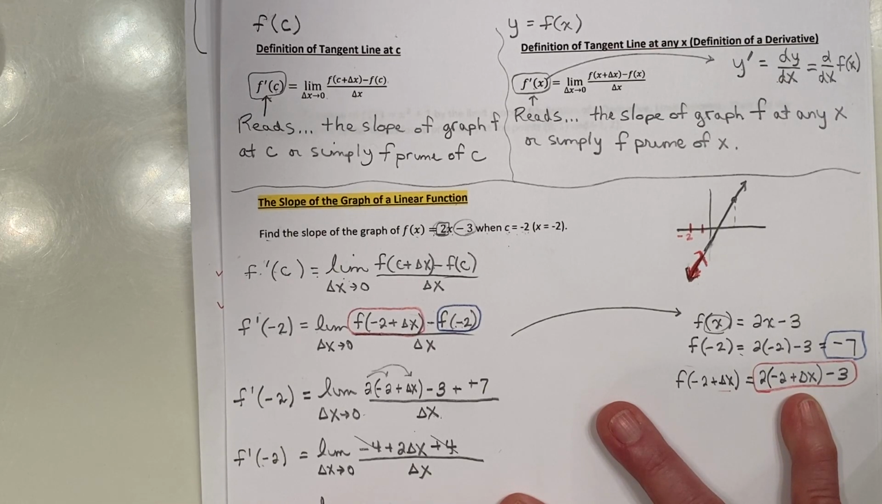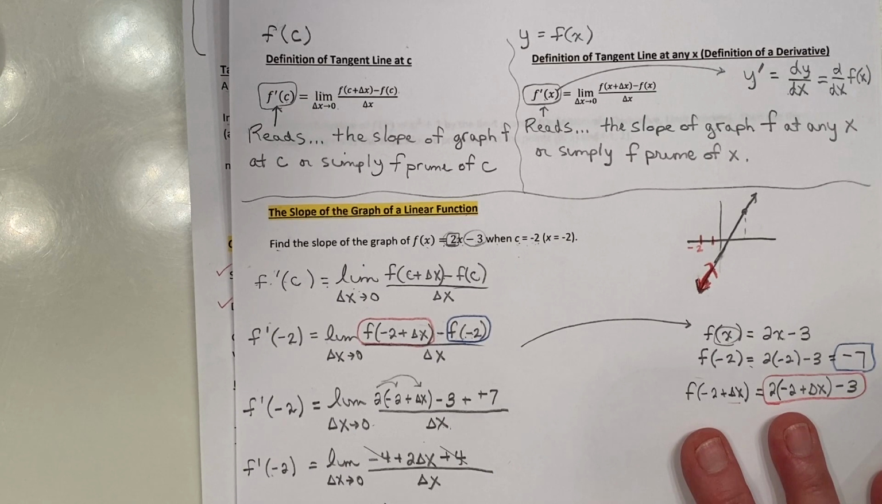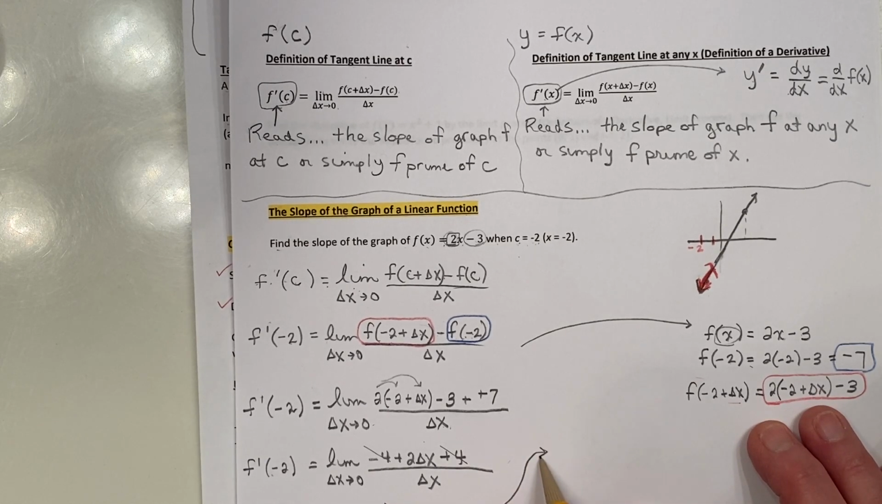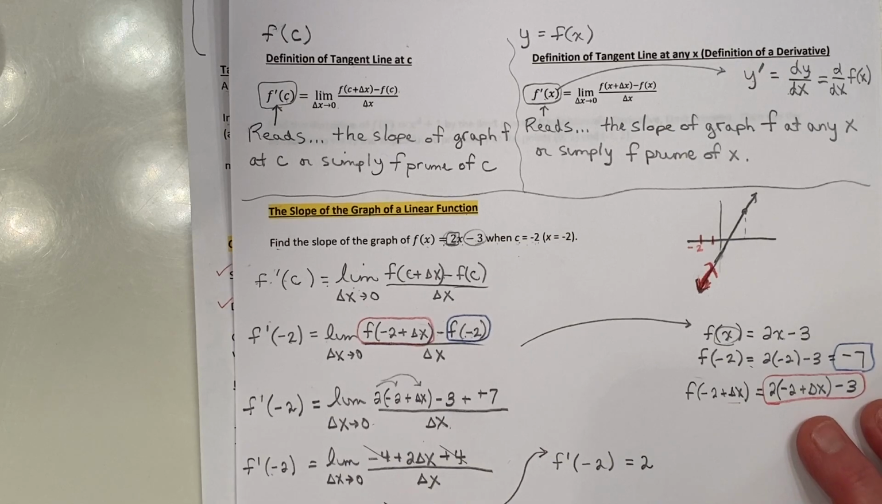So f prime of -2 equals the limit as delta x approaches 0, and I end up with 2 delta x over delta x, which is still indeterminate, but think of these as variables. Those will divide out. They don't subtract, they divide out, so I'm just left with 2. If I try and plug in 0, there is no remaining delta x, so my answer is just 2. So let me come up here. I wish I had another line to write down. So it's f prime of -2 equals, divide those out, no place to plug 0 in for delta x, final answer is 2.